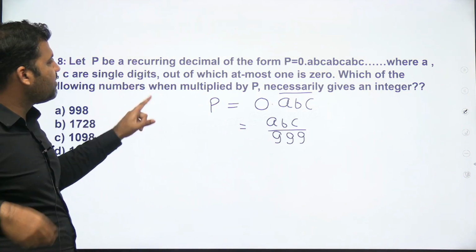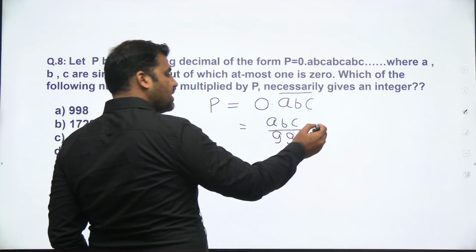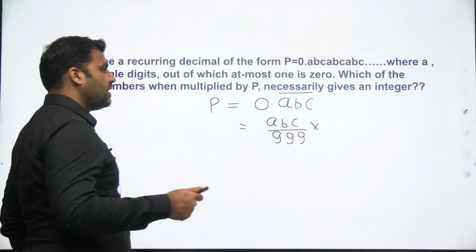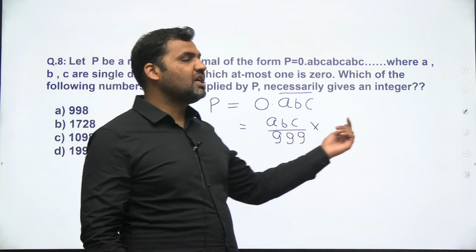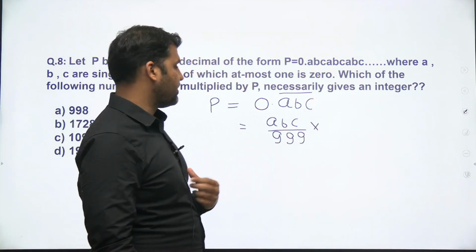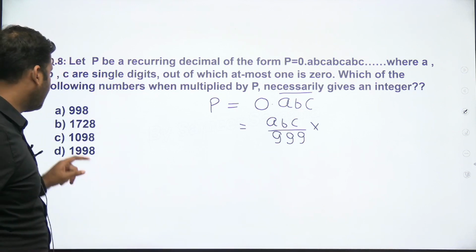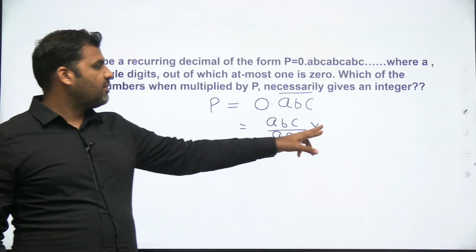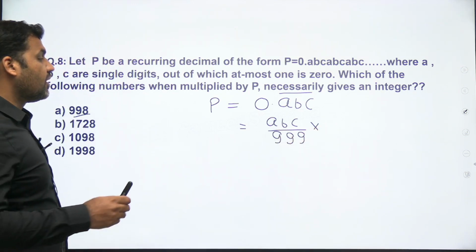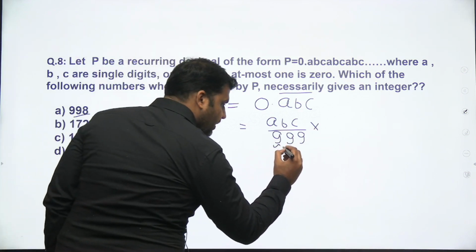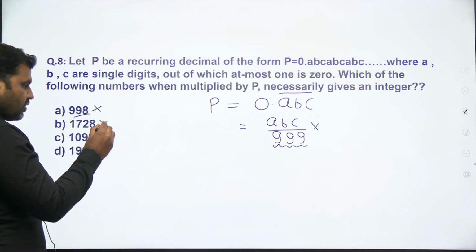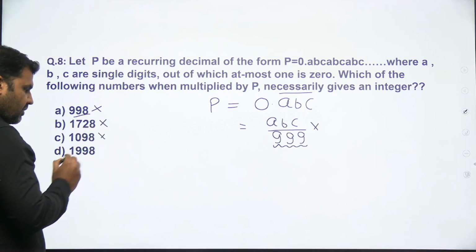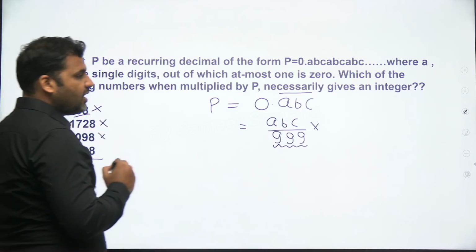Now, I want this number as an integer. Which of the following numbers, when multiplied by P? The question says: by which of these numbers should this number be multiplied so that the resultant value comes out to be an integer? See guys, the denominator has 999. If I multiply with 998, will I get an integer? No. What I need is a number which is a multiple of 999. So this is not a multiple of 999. This is not a multiple of 999. This is not a multiple of 999. Answer will be D option.